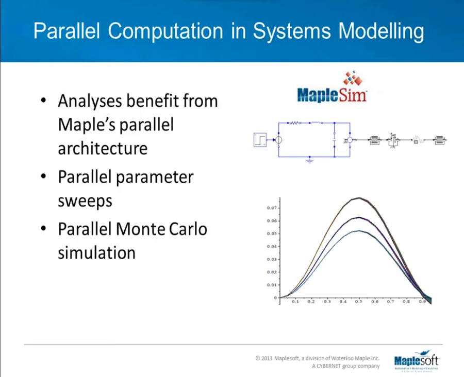Often, you need to rerun these simulations repeatedly using small changes in the design parameters. This is known as a parameter sweep. MapleSim uses Maple's parallel programming technology to run these parameter sweeps in parallel. You can also run Monte Carlo simulations in parallel as well in MapleSim, again using Maple's parallel programming technology.